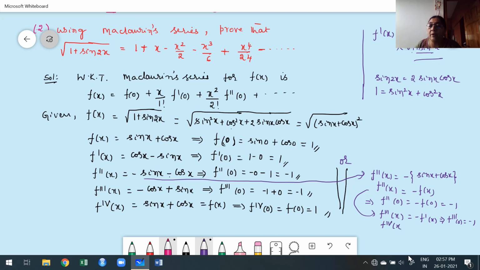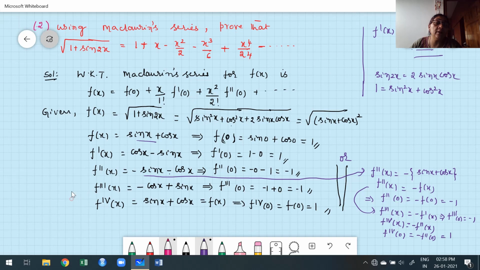The fourth derivative is nothing but minus of f double dash of x. Next, the fourth derivative at 0 is minus of f double dash of 0. What is f double dash of 0? Minus 1. Minus into minus is plus 1. Same. Either you do it like that, or after the second derivative itself we get a very simple function. Take minus outside. Sin x plus cos x is nothing but our f of x, so I replace it by f of x. In that case also we get the same values as you already got for the first, second, third and fourth derivatives.